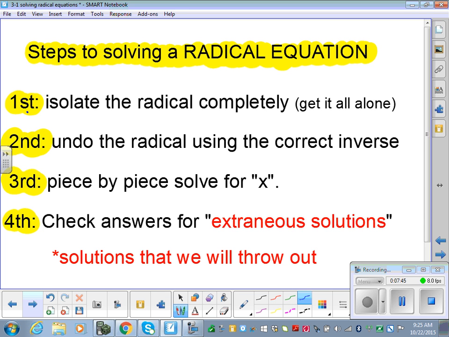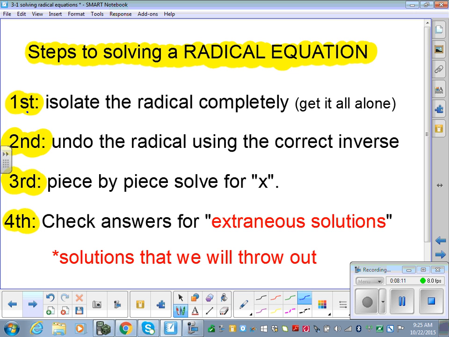Then the second step, once you've isolated your radical, you'll undo the radical using the correct inverse. So we know that inverses undo each other, so you'll undo the radical by applying the inverse. And then third, after that, you'll piece by piece, algebraically solve for x, if it's not already alone. So once you've undone the radical, then piece by piece, you'll solve for x using algebra again.